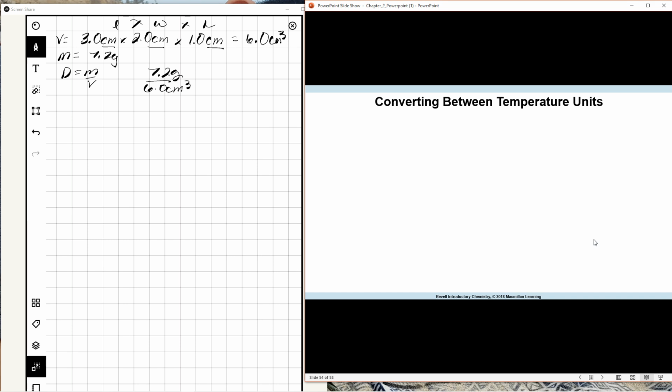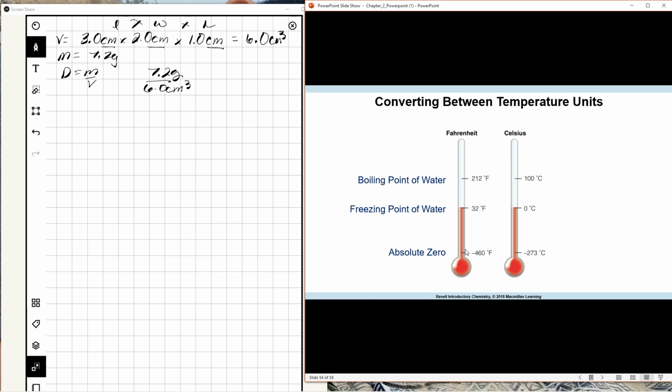Okay, last part of our unit is our temperature. In chemistry, we love Celsius and Kelvin. Fahrenheit is usually for the temperature outside, right? But when we start thinking about science, you always hear Celsius. The freezing point of water is 32 degrees Fahrenheit. In chemistry, it's 0 degrees Celsius. The boiling point of water is 212 degrees Fahrenheit. In chemistry, it's 100 degrees Celsius.